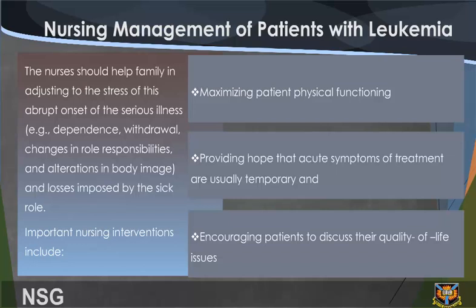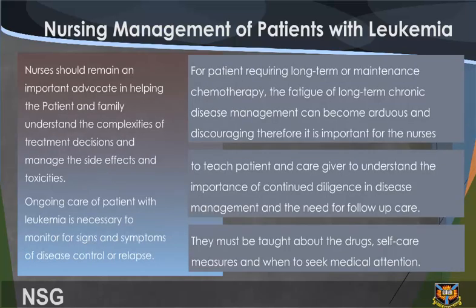Important nursing interventions include maximizing patients' physical functioning, providing hope that acute symptoms of treatment are usually temporary, and encouraging patients to discuss their quality of life issues. Nurses should remain an important advocate in helping the patient and family understand the complexities of treatment decisions and manage the side effects and toxicities.